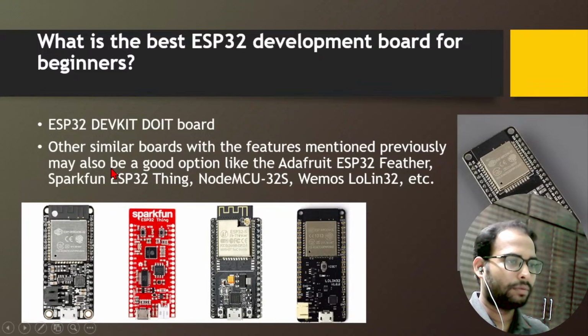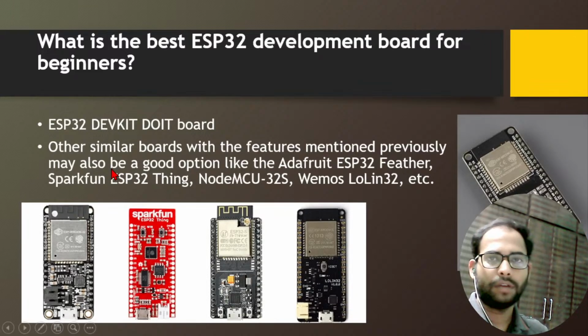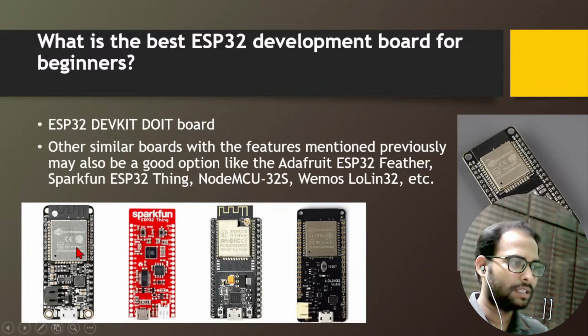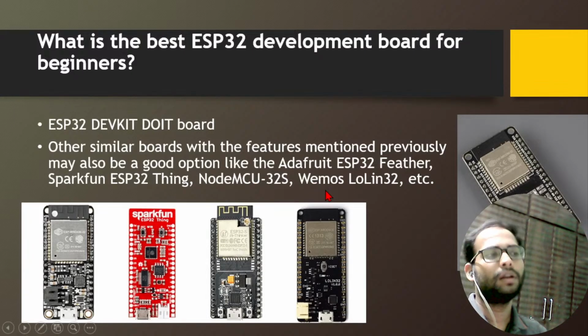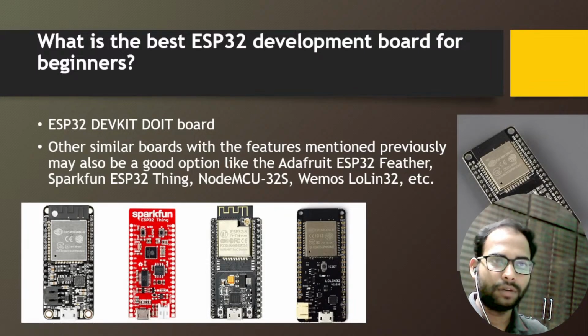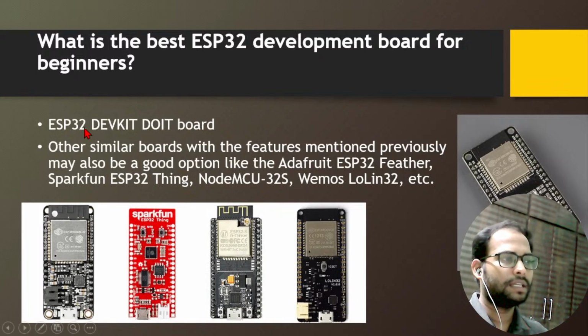Next is what are the different types of board available and what a beginner should use, because if you search in Google, there will be so many types of ESP32 models available. I have listed out some basic ones. The ESP32 DevKit DOIT board, that I'll show you today, is the one generally used. There are also other boards which you can consider if you want. But generally, all the beginners who start with programming for IoT applications use the ESP32 DevKit DOIT board.